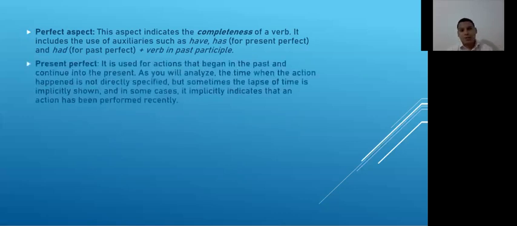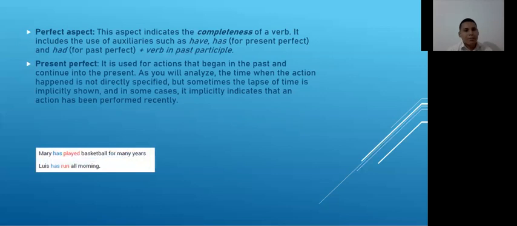It is used for actions that began in the past and continue into the present. As you will analyze, the time when the action happened is not directly specified, but sometimes the lapse of time is implicitly shown. And in some cases, it implicitly indicates that an action has been performed recently. Let me show you a couple of examples then. Mary has played basketball for many years. Luis has run all morning.